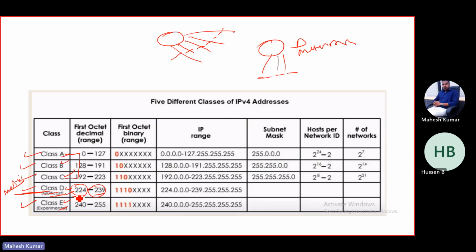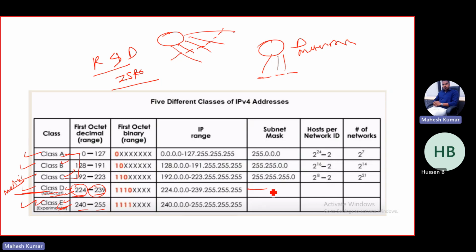Got it? Class E is reserved for experiments like R&D. Like in India, we have ISRO, right? So an organization like ISRO, a research and development organization, can get this class E IP.